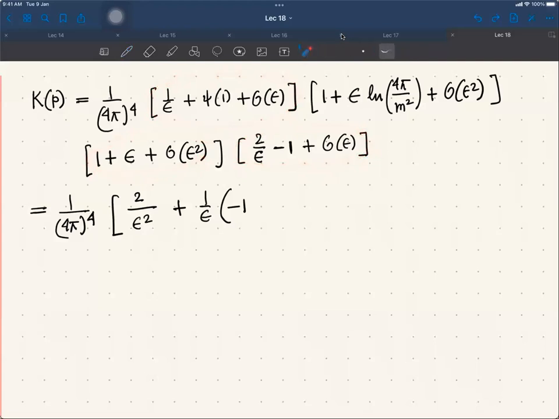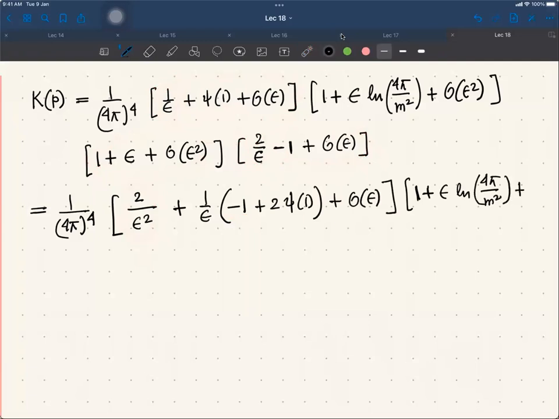Then we have 1 over epsilon, 2 over epsilon gives you 2 over epsilon square. Then 1 over epsilon times 1 times minus 1 gives this minus 1. Then another combination, which is psi 1 times 1 times 2 by epsilon, is also 1 over epsilon. So that's 2 psi 1. Anything else is order epsilon, and then 1 plus epsilon log 4 pi over m square plus order epsilon square.